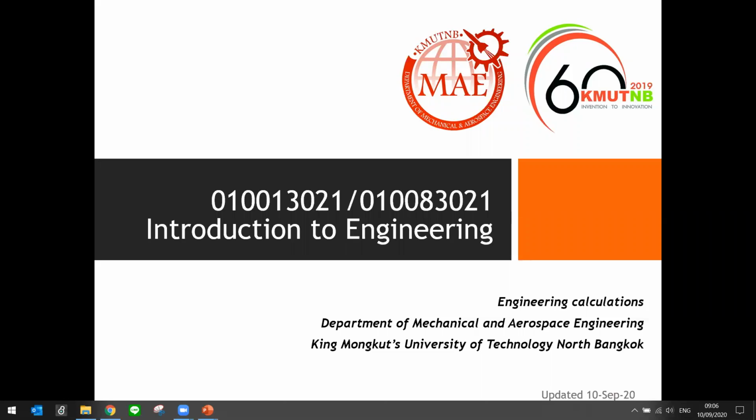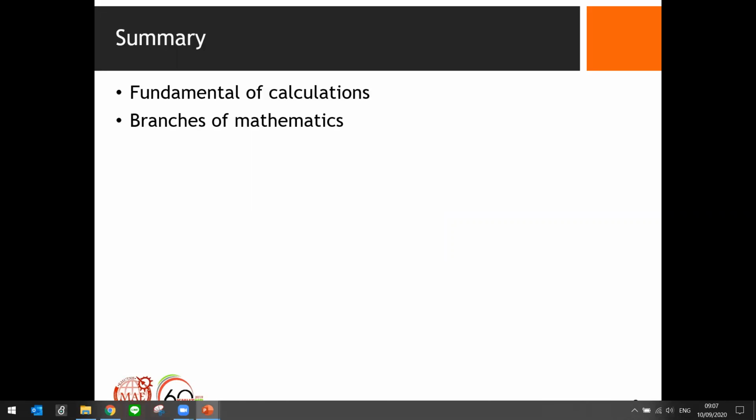And the topic today is going to be about engineering calculations, which is an important skill for engineering students as well as engineers when they work in the real world. Today we're going to discuss the fundamentals of calculations, the things that you need to know, for example, the units and the style of writing that you are suggested to follow. And also in the second part, we're going to discuss the branches of mathematics, the topics of mathematics that are basics for studying engineering.